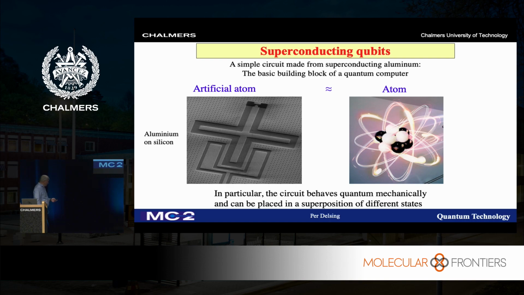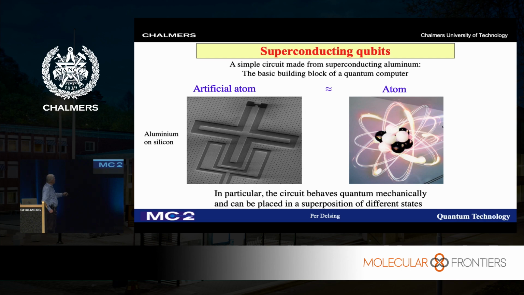OK, so here you see a superconducting qubit. The light gray here is aluminum. The dark gray is the silicon on which this circuit is sitting. So this is a superconducting circuit. I'll come to superconductivity in a minute. You see that this is essentially a capacitance, and then there's a small component up here that does all the trick.